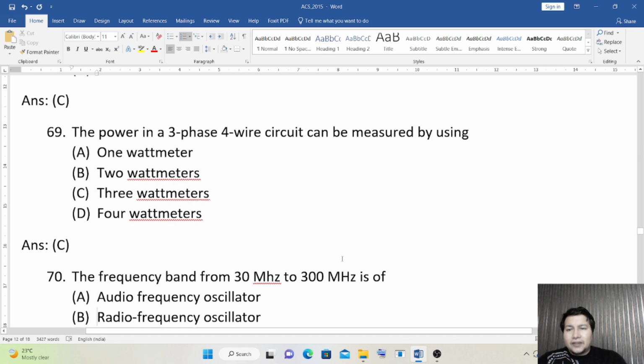The power in a 3-phase 4-wire circuit can be measured by using 1 wattmeter, 2 wattmeter, 3 wattmeter, 4 wattmeter. Etu to common sense kotha. 3-phase 4-wire hole mane ami 3 wattmeter use kobo lagibo.